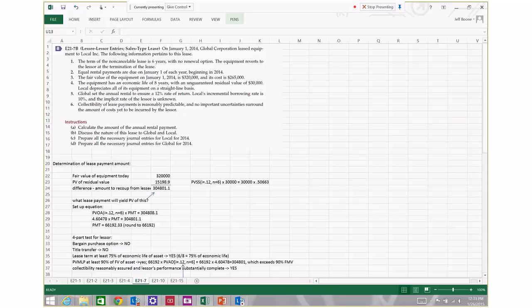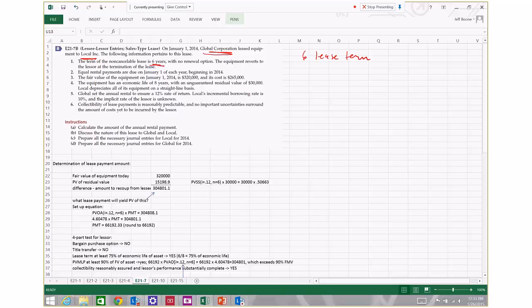So we've got Global Corporation. Global Corporation is the lessor. They are the entity that owns the property and is making it available to the lessee who wishes to obtain access to the property. The lessee is Local Inc. The lease is a 6-year lease, and no renewal option. The equipment reverts to the lessor at the termination of the lease. That's just an indirect way of telling you that the title does not transfer to the lessee.